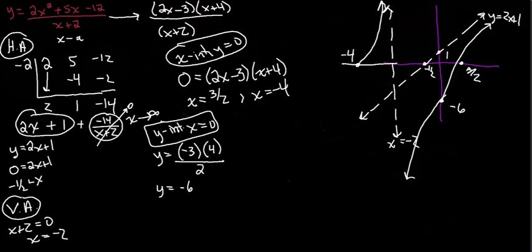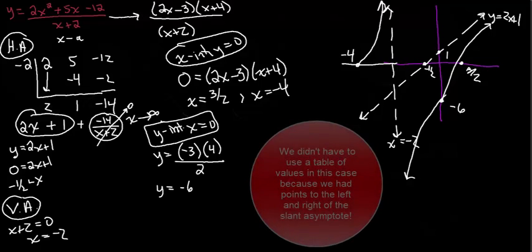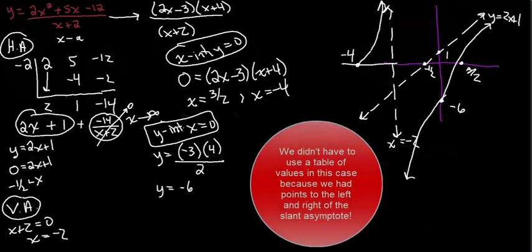And if you're ever not sure, feel free to use a table of values, grab a couple extra points, and then as we go down, it's going to eventually come down and follow this asymptote here. So that is a rough sketch of what it looks like.